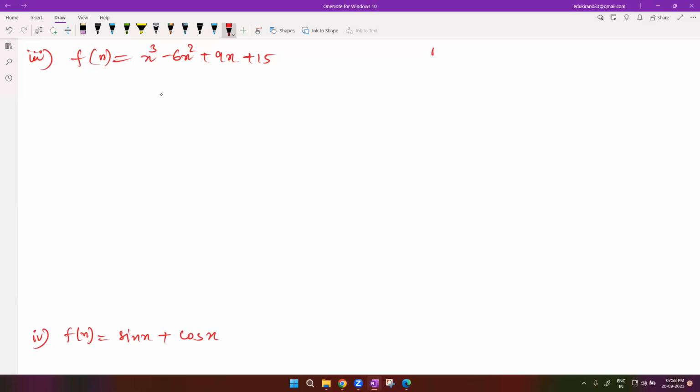Just the third, not the fourth. I'm only asking for the third: x cube minus 6x square plus 9x plus 15. This is for homework. And also I'll send some questions. You will get the homework. So also solve these questions. And no extra class, so I guess we'll be done.